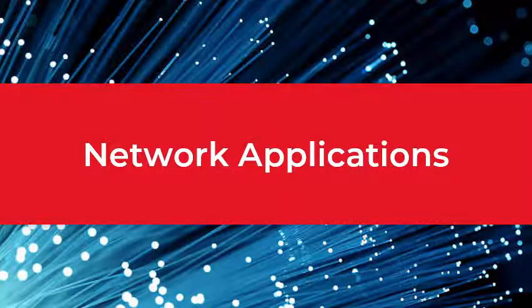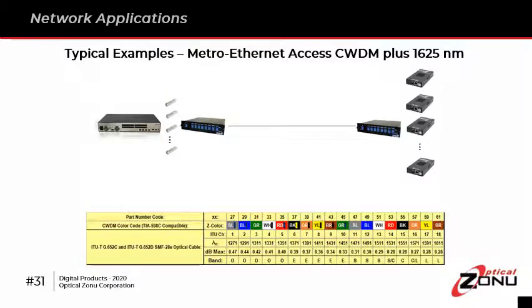Typical network applications. Depicted on this slide is the Metro Ethernet CWDM access network. Our example shows the Metropolitan New York City Internet Service Provider, ISP.